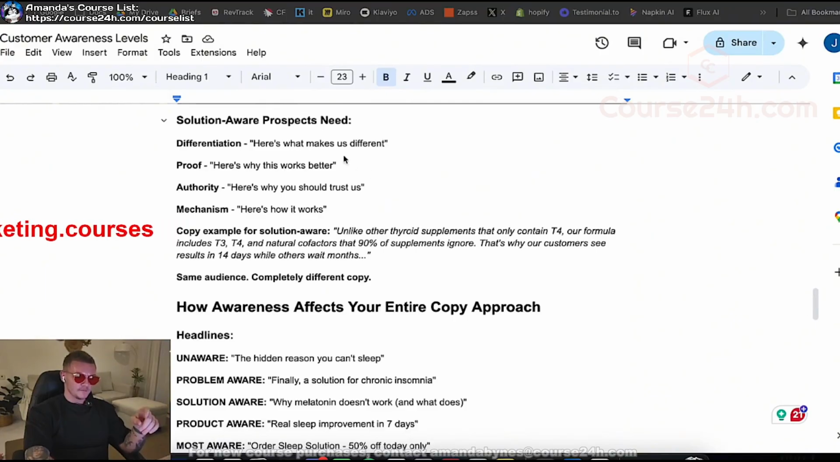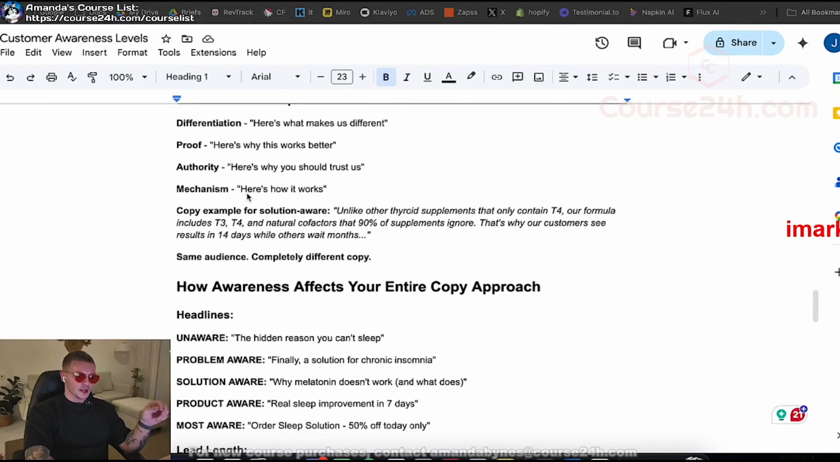Solution-aware prospects don't need that. They need, what makes this different to anything that they've tried before? Here's why it works better. Here's why you should trust us, authority. And then the unique mechanism of the solution, here's how this actually works.